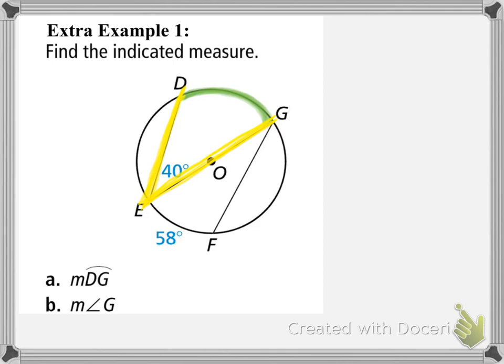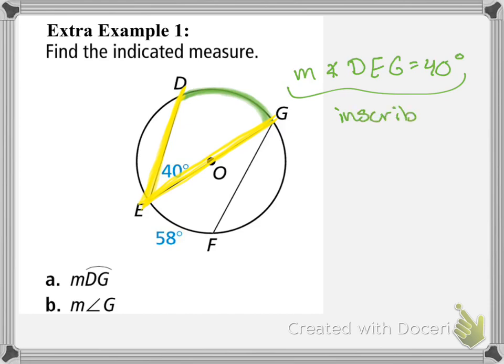The measure of angle DEG is 40 degrees, but this is the inscribed angle. So this 40 here is half of what this arc is. If this one's 40, then this arc had to have been 80.